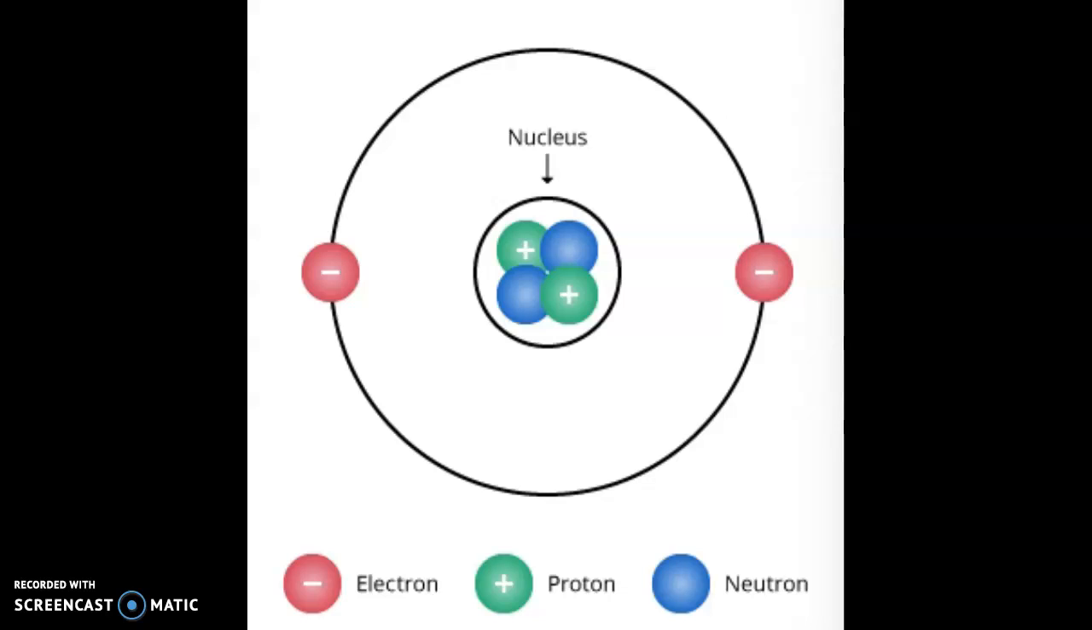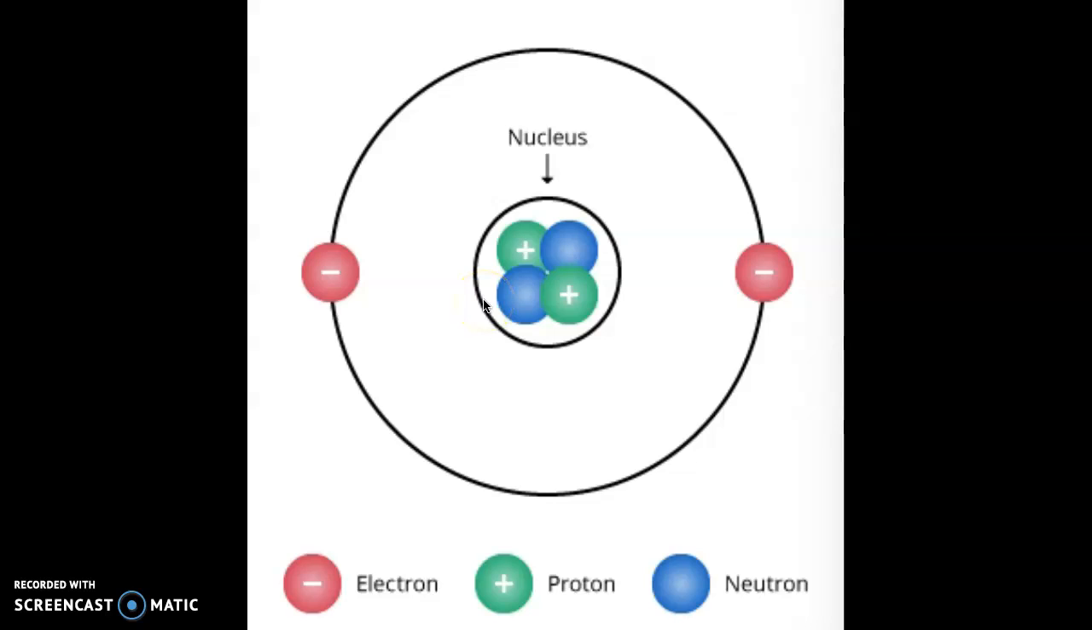Secondly, we're going to talk about what the heck is an atom. An atom is what you see in the diagram in front of you. And there are three parts of an atom that we really need to understand and hammer down and make sure that we know. The first is that the center of the atom right here is called the nucleus.